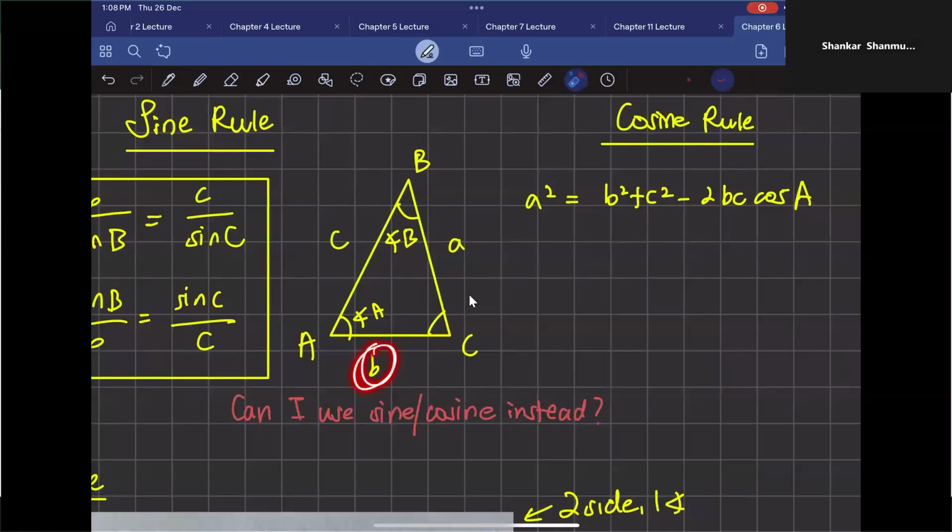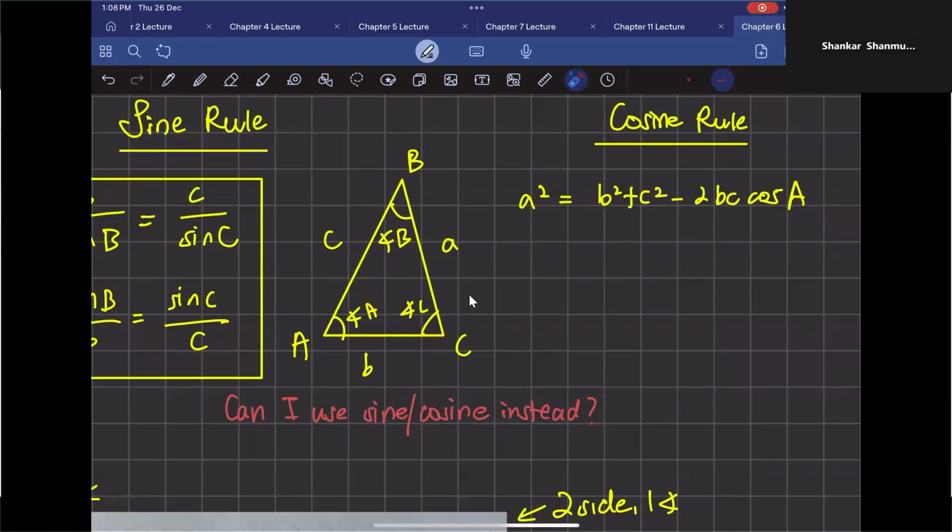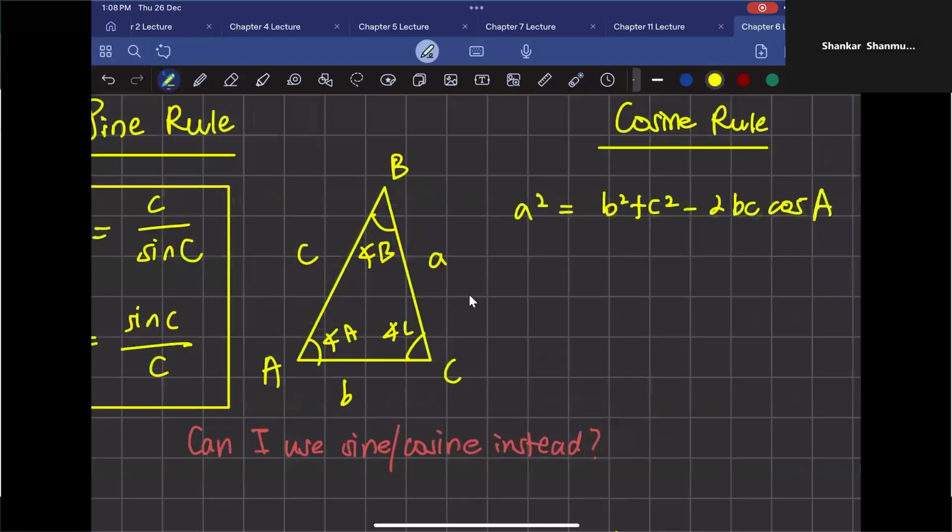Again, if you want to find b square, then your two sides will be c square plus a square minus 2ac cos B. Okay? And if you want to find c square, it should be a square plus b square minus 2ab cos C. Okay? So it's quite straightforward. So this is if you want to find the sides.